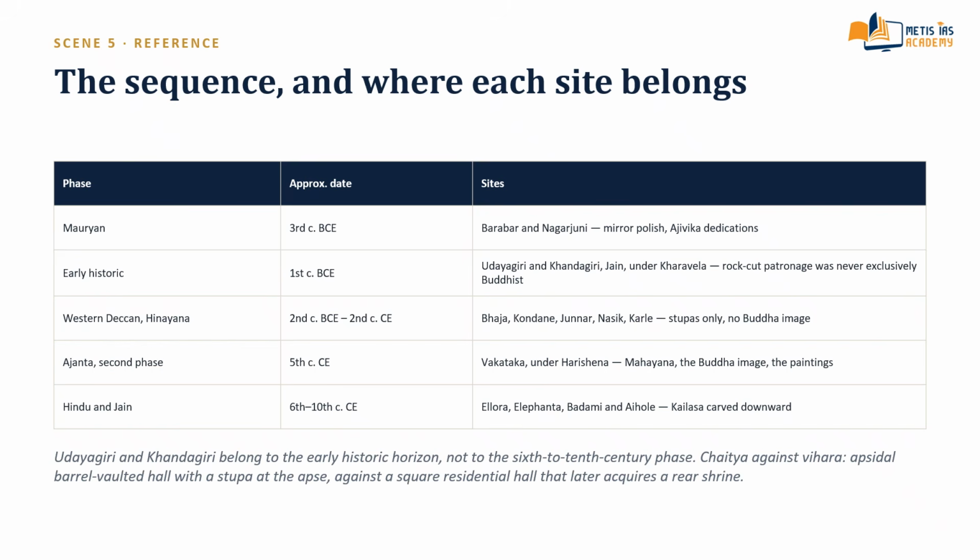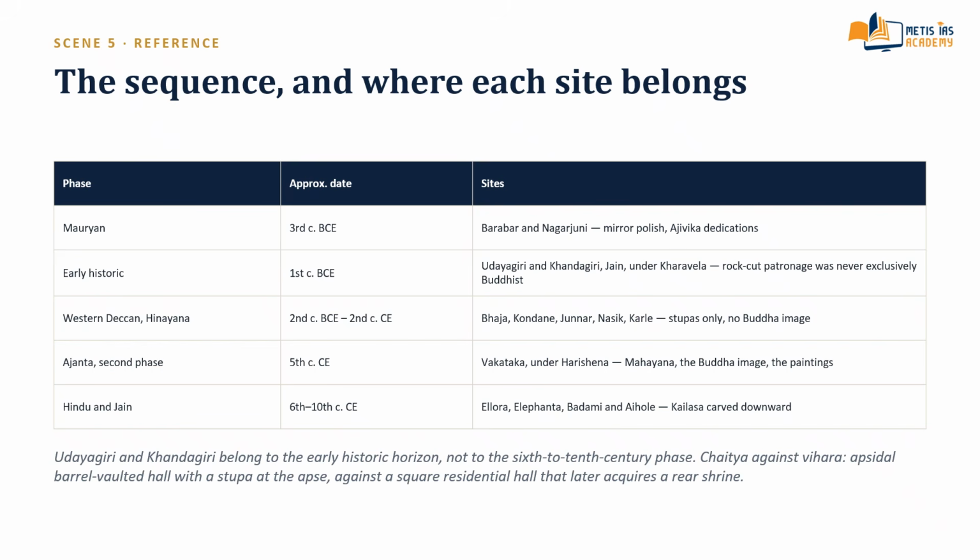So first we are going to discuss the Chaitya Griha. What is a Chaitya Griha? It is a prayer hall in Buddhism, apsidal in plan, barrel vaulted, with a stupa standing at the apse, colonnaded aisles for circumambulation, and a horseshoe Chaitya window, the gavaksha over the entrance admitting light onto the stupa. This is regarding the Chaitya Griha.